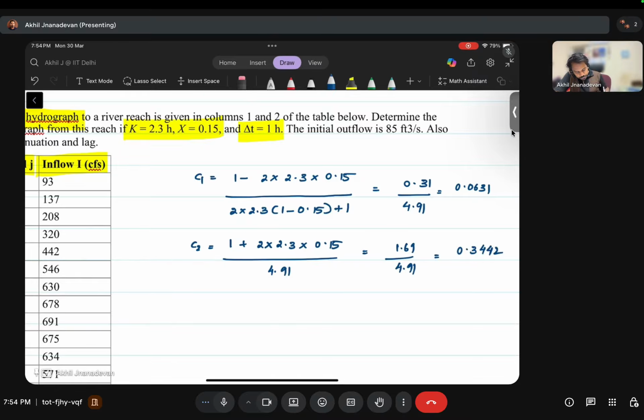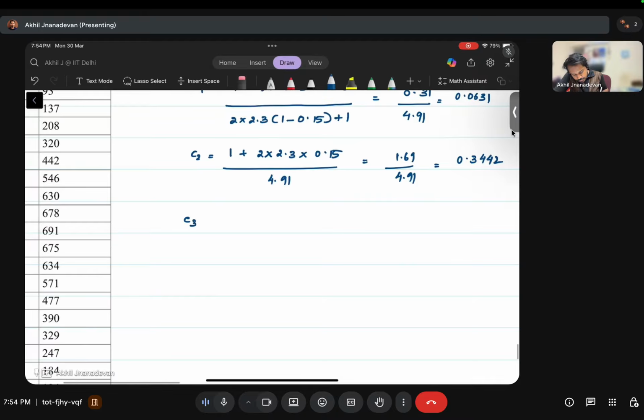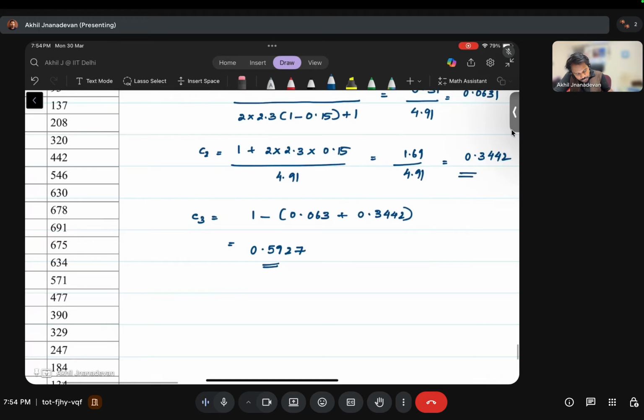0.3442. And C3 we can find by 1 minus 0.0631 plus 0.3442, that will be around 0.5927. So we got C1, C2 and C3 with us.